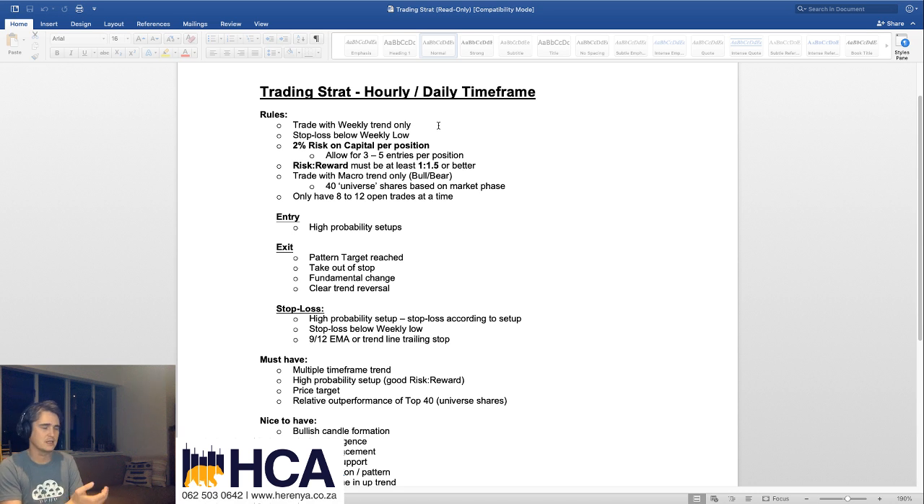So, interesting things to consider. Risk reward must be greater than 1 to 1.5. Trade within the macro trend, the universe stocks only. Whatever your base rules are for your trades, okay? These are the things that you absolutely cannot break.